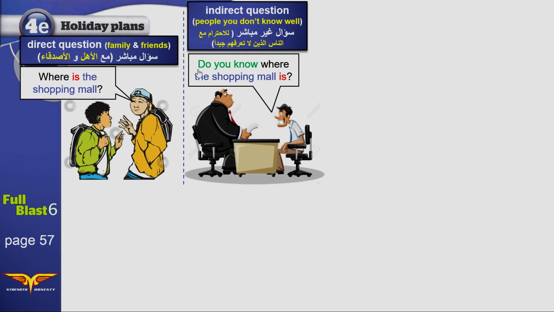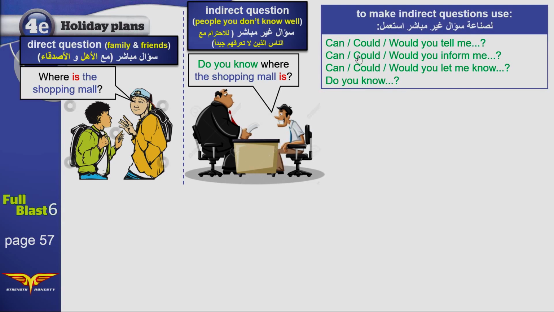Okay, what else can we use besides do you know? We can use can, could, or would you tell me? Like, could you tell me where the shopping mall is? Or, would you inform me where the shopping mall is? Or, can you let me know where the shopping mall is? Anything would be fine. You can use anything you like. Can, could, or would, and then you tell me. Can you inform me? Could you let me know? Any one is okay.